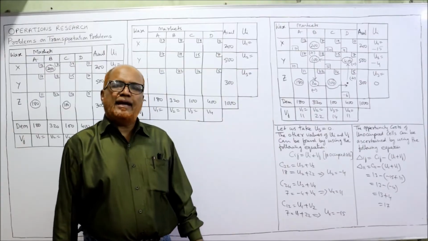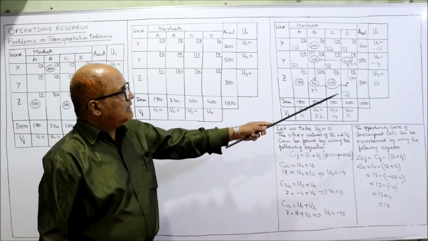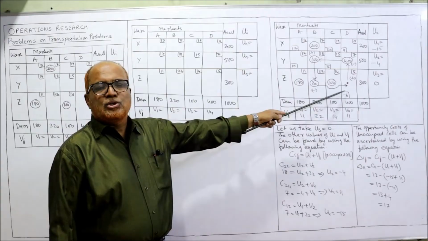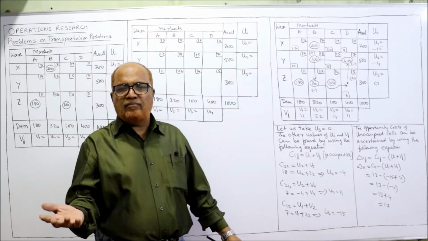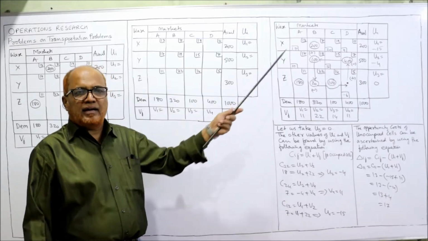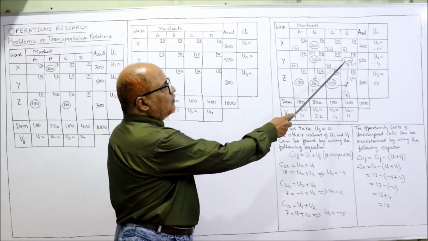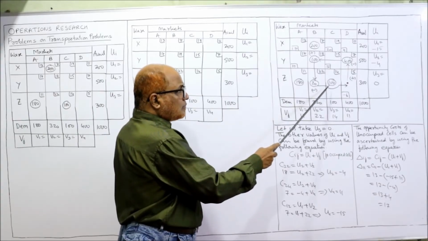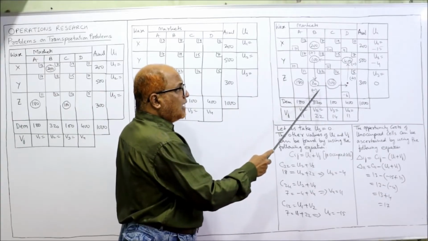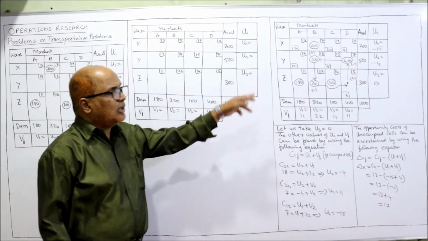So there is one negative opportunity cost, that is in this cell, -6. So we start the loop either anti-clockwise or clockwise. Anyway we can go. But I have taken anti-clockwise from here to 400, 400 to 100, 100 to 20. Now I am skipping this 100 and coming back home. This is called the loop.